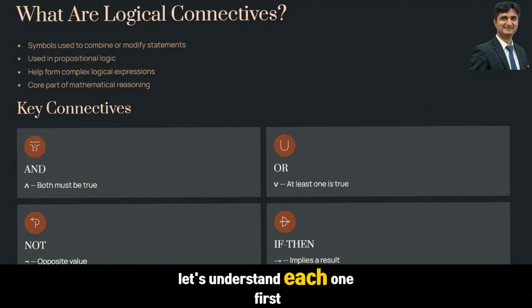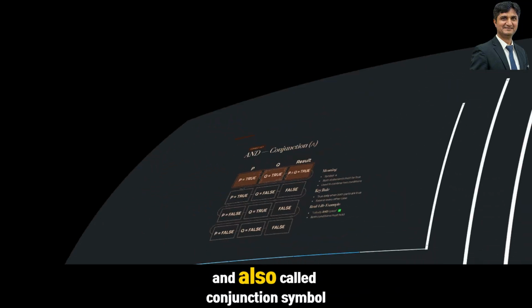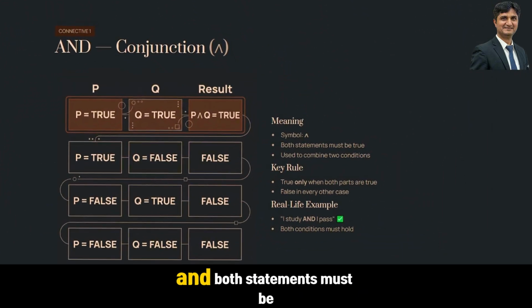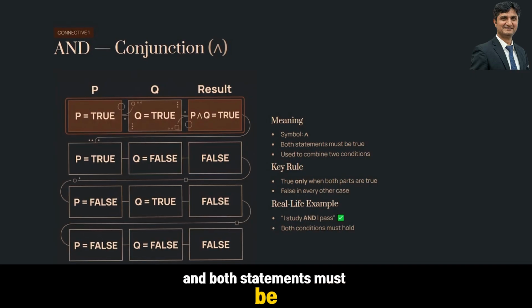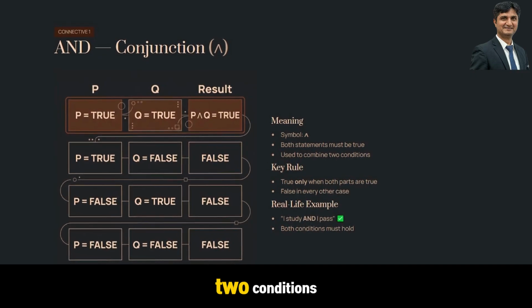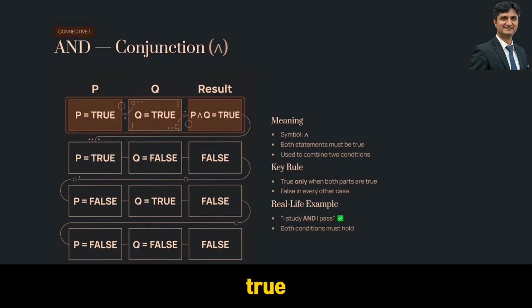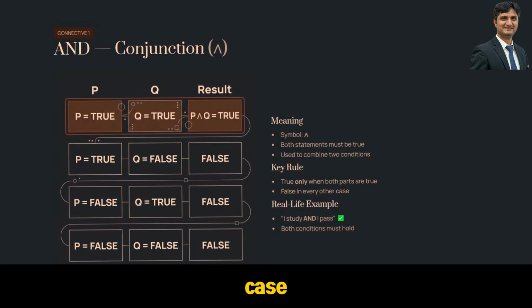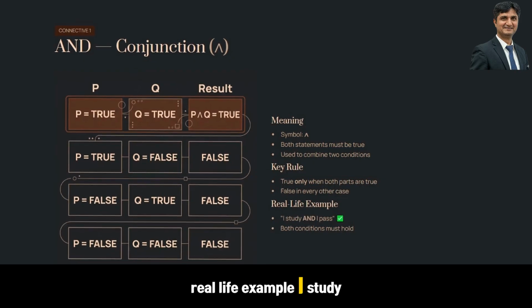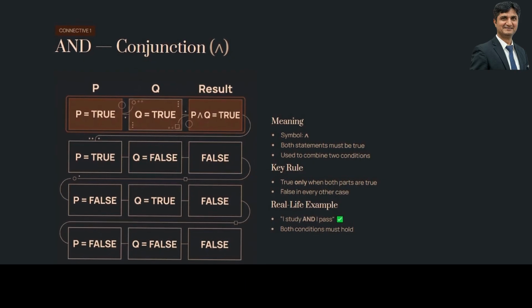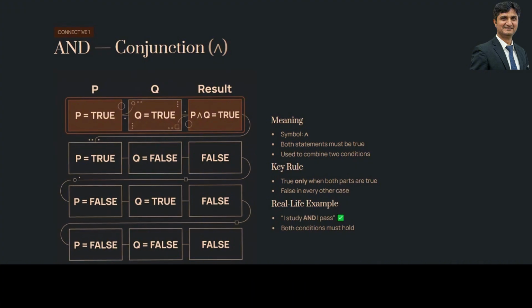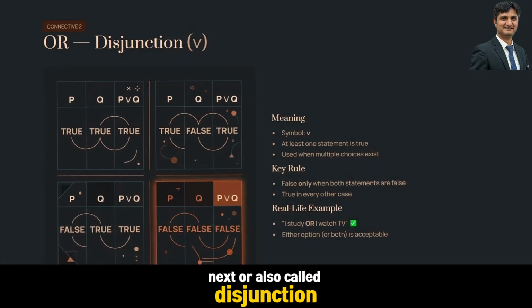Let's understand each one. First, and, also called conjunction. Symbol ∧. Both statements must be true. It is used to combine two conditions. Key rule: it is true only when both parts are true, and false in every other case. Real-life example: I study and I pass. Both conditions must hold.